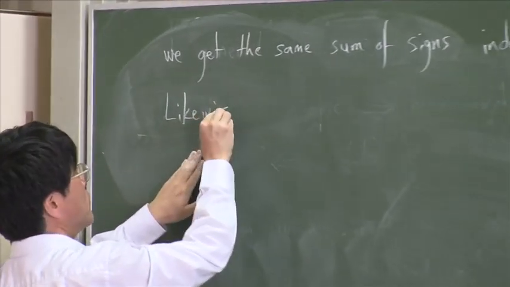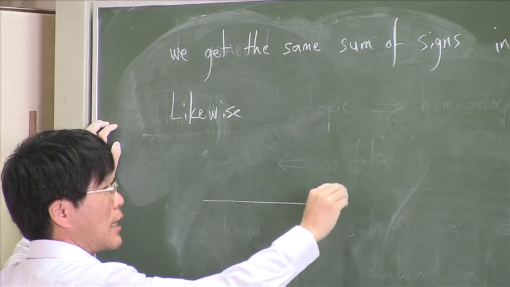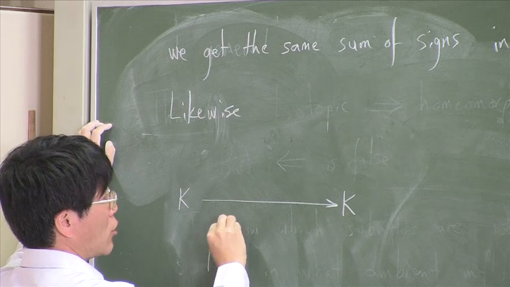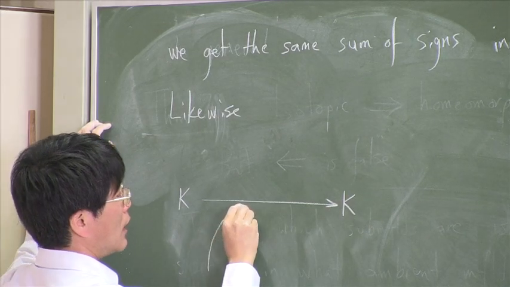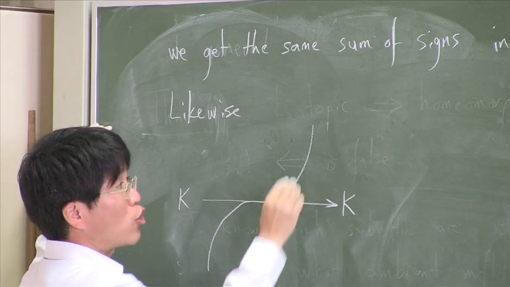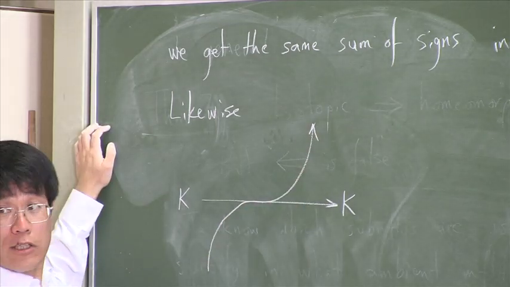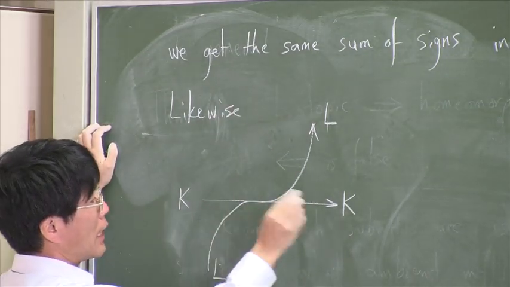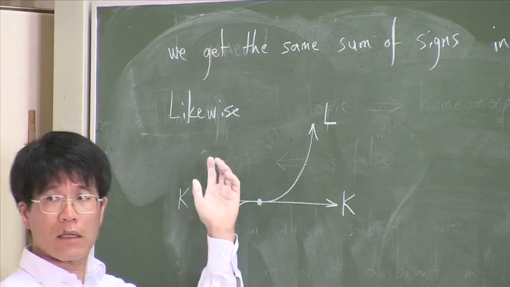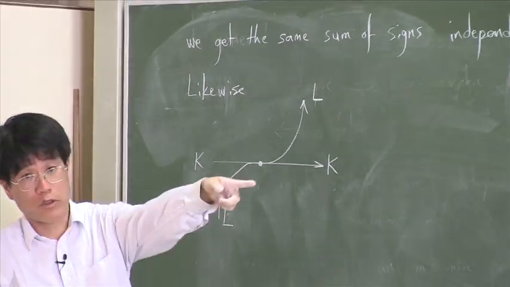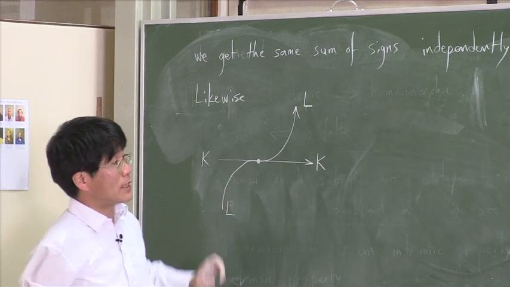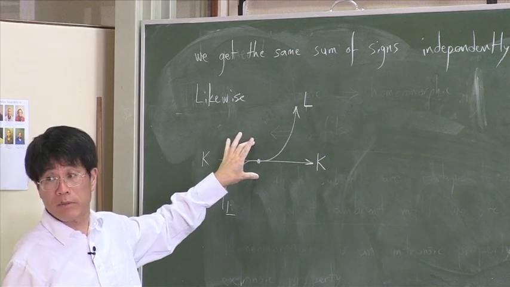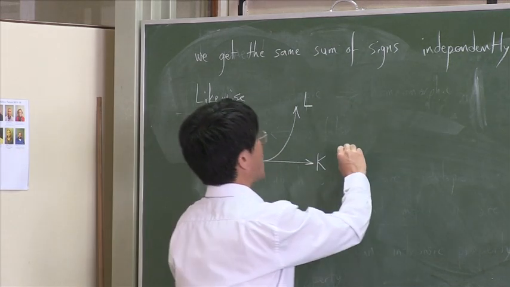Likewise, in a similar fashion, let's consider another degenerate case. Let's say that you have K, which is horizontal, and L, which is like the cubic curve, y equals x cubed. So L comes from here and goes through, and K goes straight through. What is the sign of this intersection with respect to the orientation that we're always taking, so 1 and 2? We cannot tell because it's degenerate. So let's shake it.